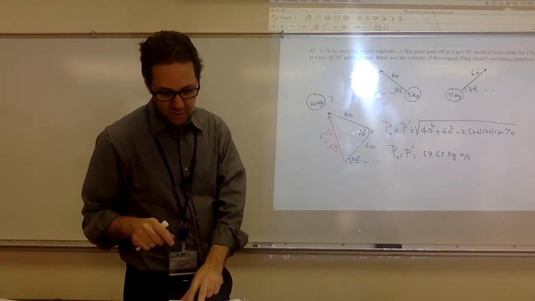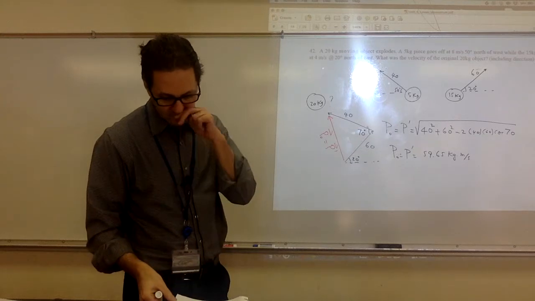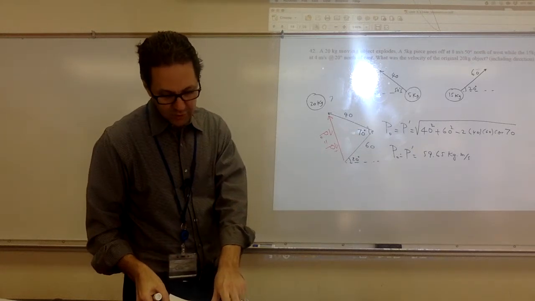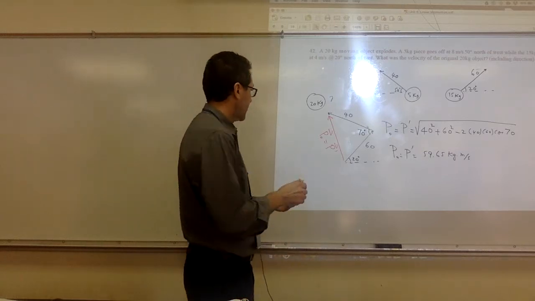Okay. Now to find the velocity, you just take that number and divide it by the mass, which is 20 kilograms, and you should get 2.98 meters per second. Now let's figure out the angle.